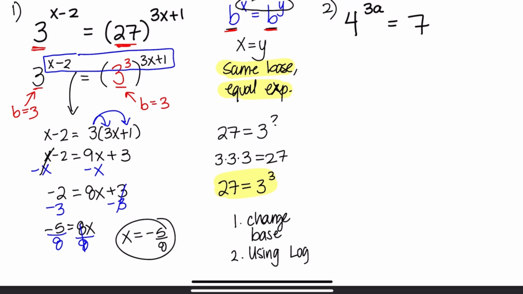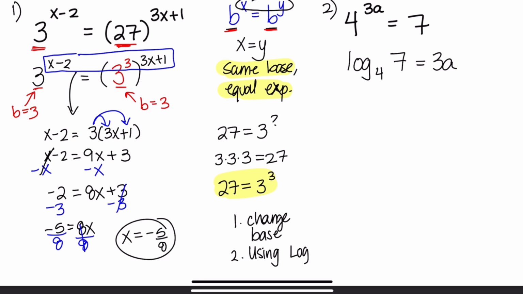The next step is for us to move into its inverse form, which is logarithm. So we start off by writing log. Our base is 4. Our argument is 7. And our exponent equals 3a. If you struggle with rewriting between forms, please check out that video on Google Classroom.